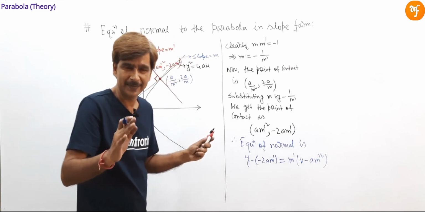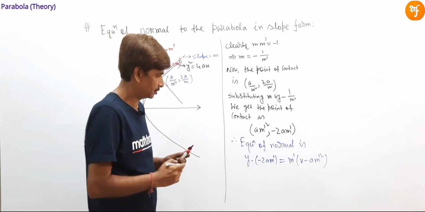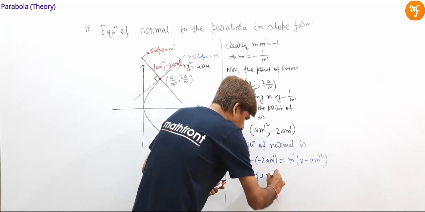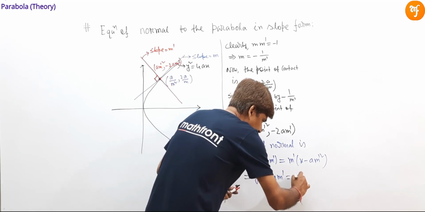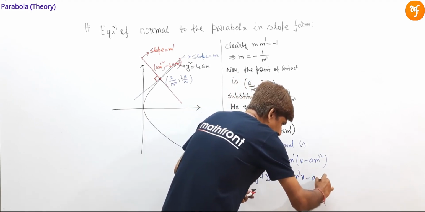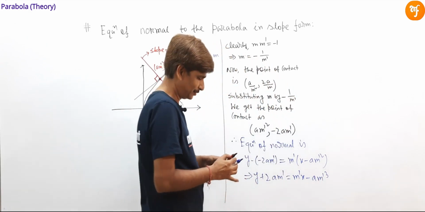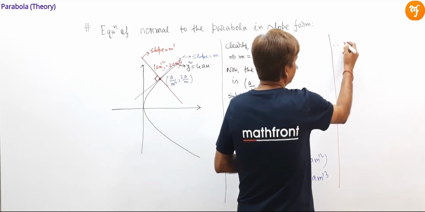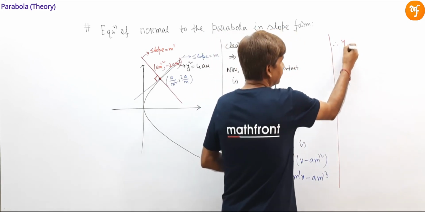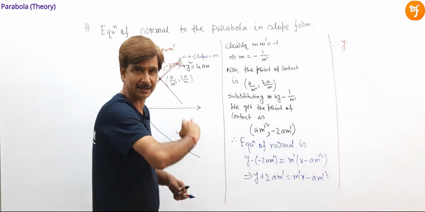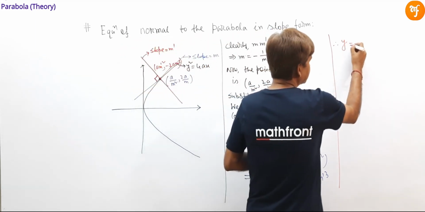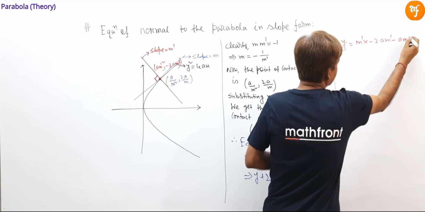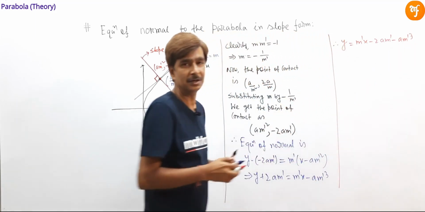Okay, understand? So just arrange it. What will we get? We get y plus twice a m dash is equal to m dash x minus a m dash cube. Okay, so what is the equation of the normal finally? Therefore y is equal to, just shift this twice a m dash to the right hand side, we will get m dash x minus twice a m dash minus a m dash cube. So this is the equation of normal.